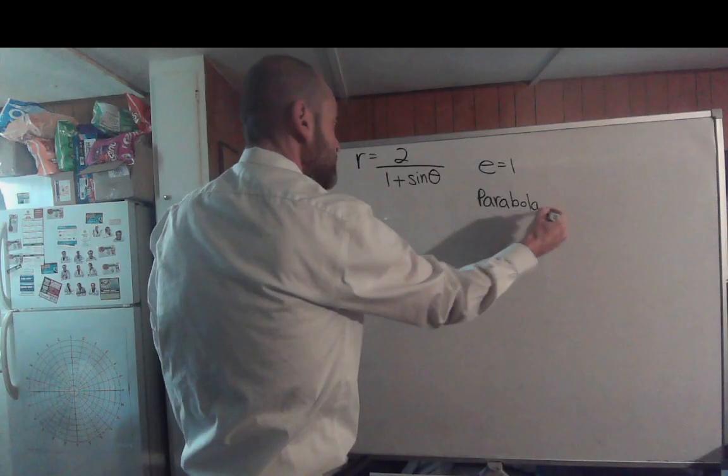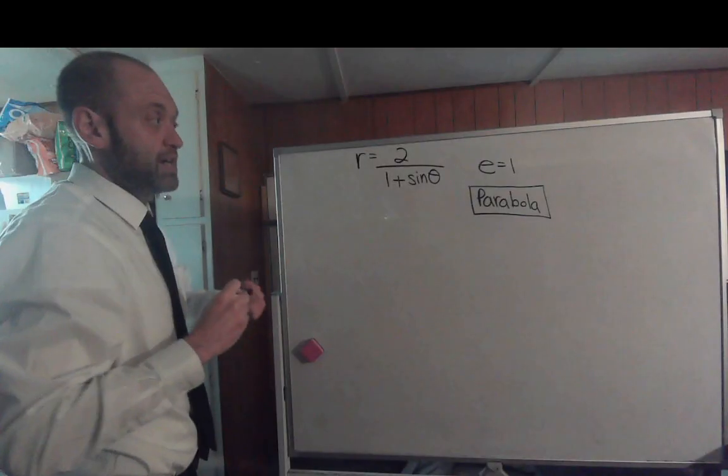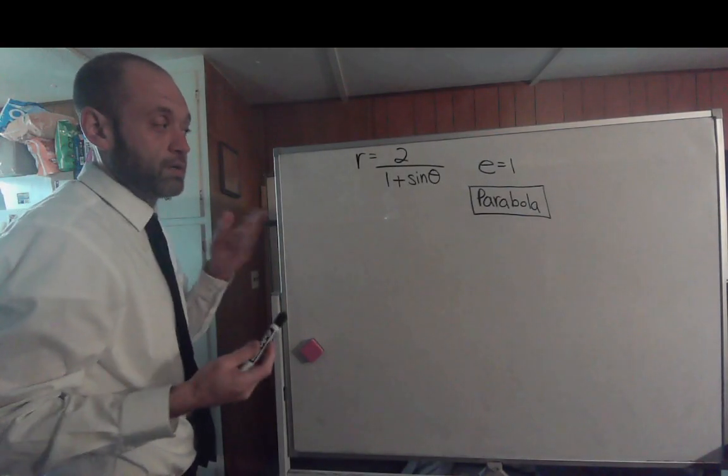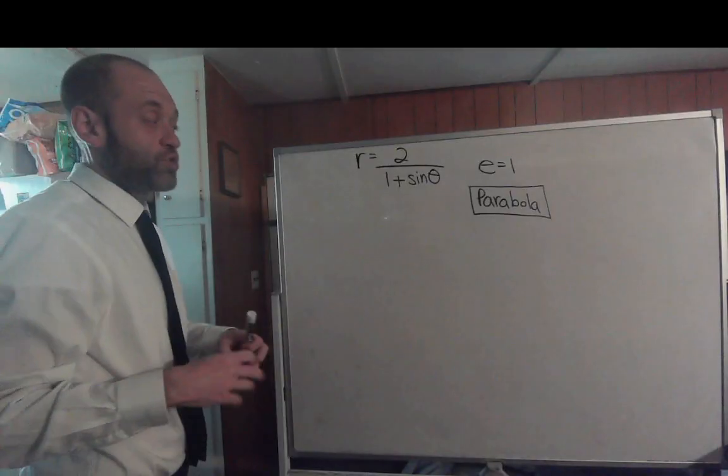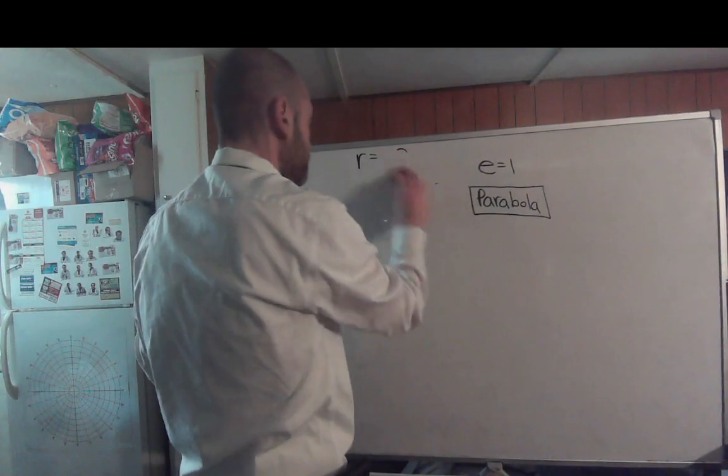Parabolas are probably the easiest conic section to identify because the eccentricity is always 1. Where it gets a little bit trickier is when you get into ellipses and hyperbolas, which we're going to go for next.